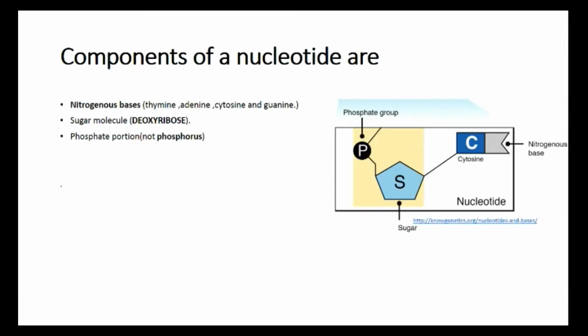Components of a nucleotide. A nucleotide contains a phosphate group, a sugar deoxyribose, and a nitrogenous base. This could either be cytosine, adenine, thymine, or even guanine. And this sugar that is contained in the DNA is called deoxyribose, as it lacks one oxygen molecule.